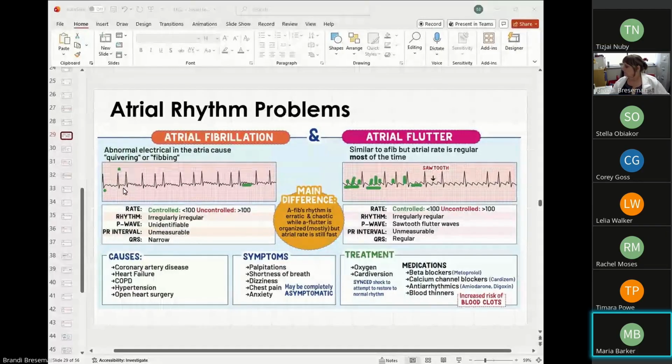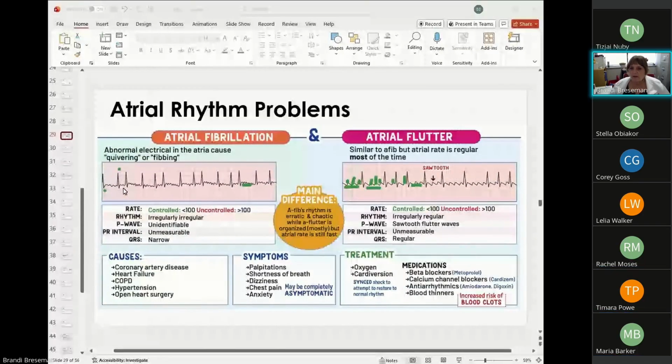100. 100. Good job. So is that controlled or uncontrolled? Controlled, even though it's at the X-ray. Right, it is controlled, yeah.